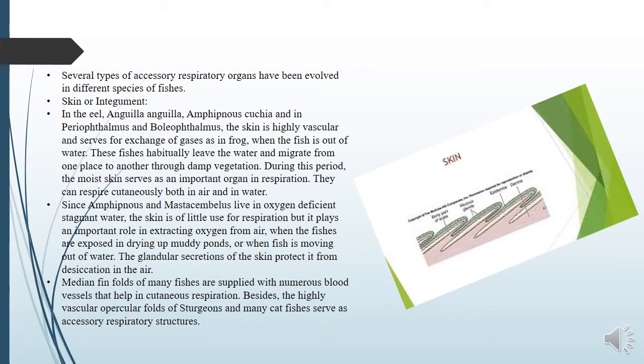In some fishes like Monopterus and Mastacembelus, which live in oxygen deficient stagnant water, the skin is of little use for respiration, but it plays an important role in extracting oxygen from air when the fishes are exposed in a drying up muddy pond or when moving out of water. The glandular secretion of the skin protects them from desiccation out of the water.